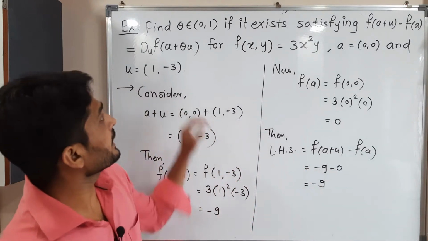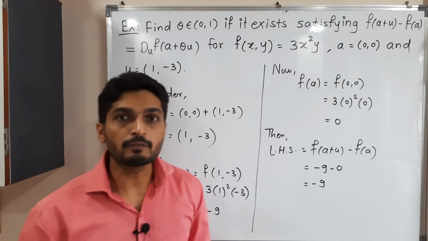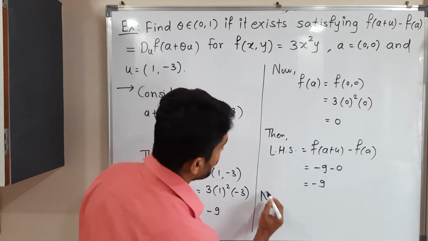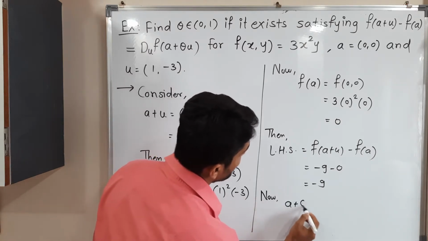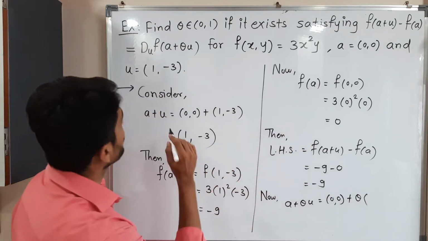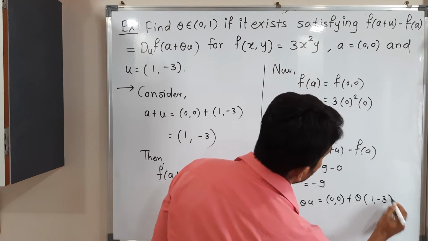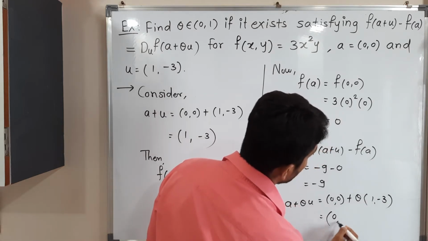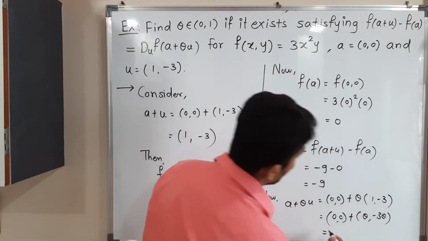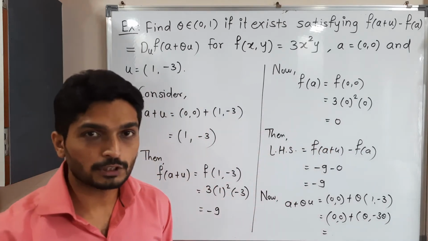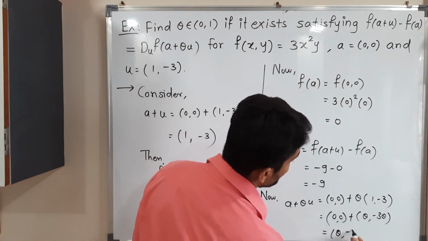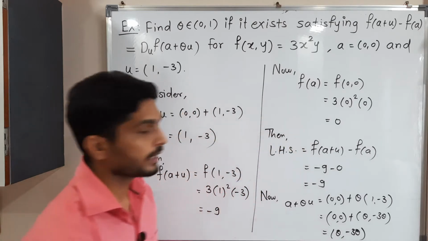So let us work on the right hand side. For the right hand side, we need to calculate a plus theta u first, then we will go for the directional derivative. Now a plus theta u: our a is 0 0, theta times our u, which is 1 comma minus 3. If you take the product, we get theta comma minus 3 theta. Adding component wise, the first component is theta and the second component is minus 3 theta. So we have got a plus theta u.